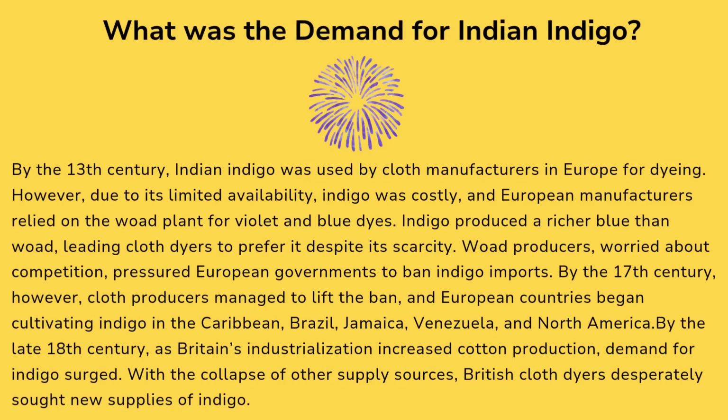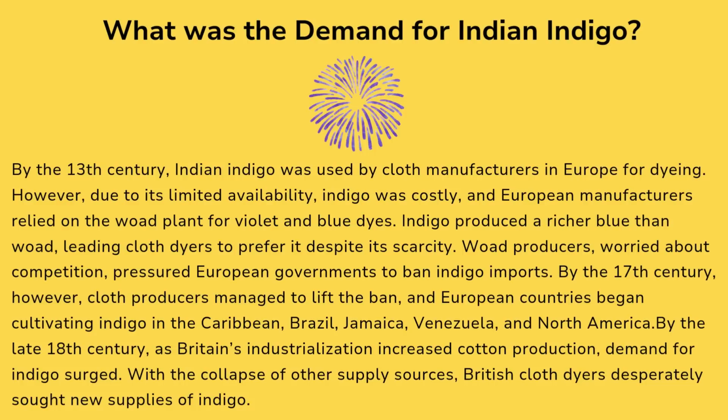By the 13th century, Indian indigo was used by cloth manufacturers in Europe for dyeing. However, due to its limited availability, indigo was costly, and European manufacturers relied on the woad plant for violet and blue dyes. Indigo produced a richer blue than woad, leading cloth dyers to prefer it despite its scarcity. Woad producers, worried about competition, pressured European governments to ban indigo imports.